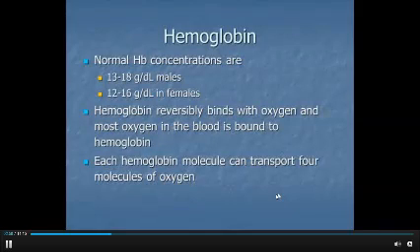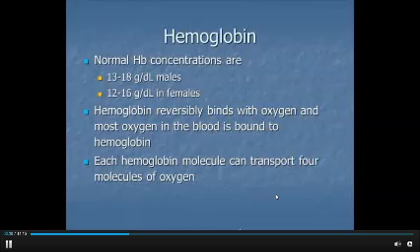Since it's hemoglobin that binds to oxygen and is responsible for carrying it, let's focus on it a little more. I definitely want you to know normal concentrations of hemoglobin for males and females. And I also want you to understand the role of hemoglobin. Hemoglobin is the molecule that binds to oxygen. It's very important for us to remember that it's a reversible bond that the hemoglobin forms with this gas. It also forms a reversible bond with carbon dioxide. Therefore, the same molecule is capable of transporting either oxygen or carbon dioxide.